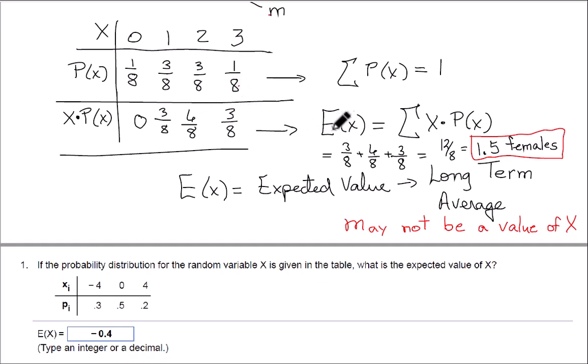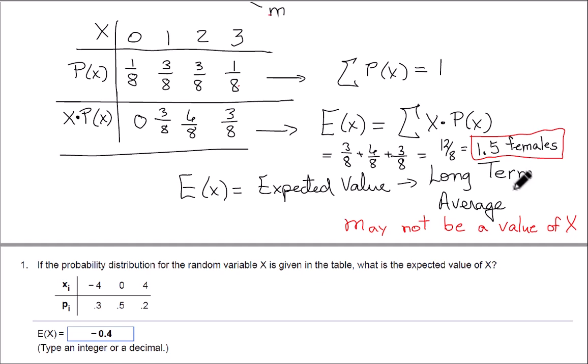And if we add up that whole row, this is called expected value. It's a long-term average. And the surprising thing is it may not be a value that X can take on. So for example, in this one, 3/8, 6/8, 3/8, I get 12/8, which is 1.5, which is a funny number because how can I get 1.5 females? So it's an average and it doesn't have to be a physical quantity.